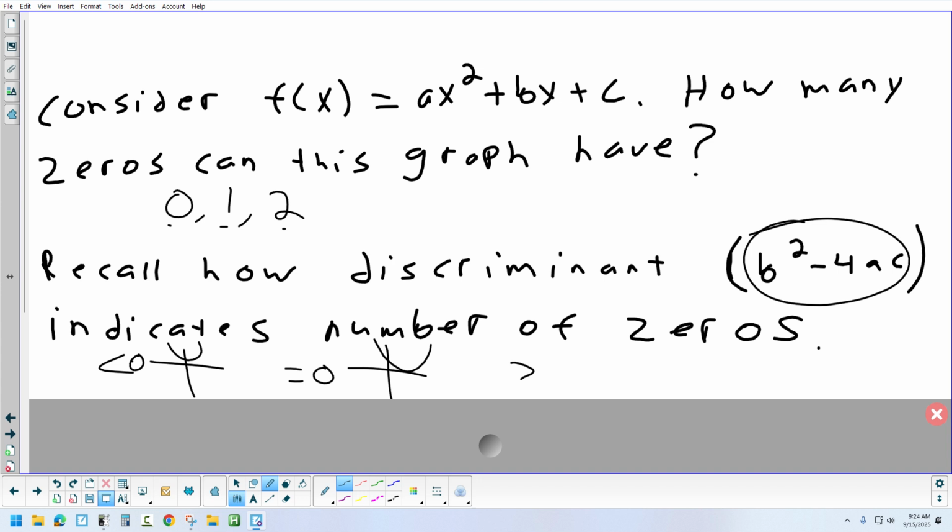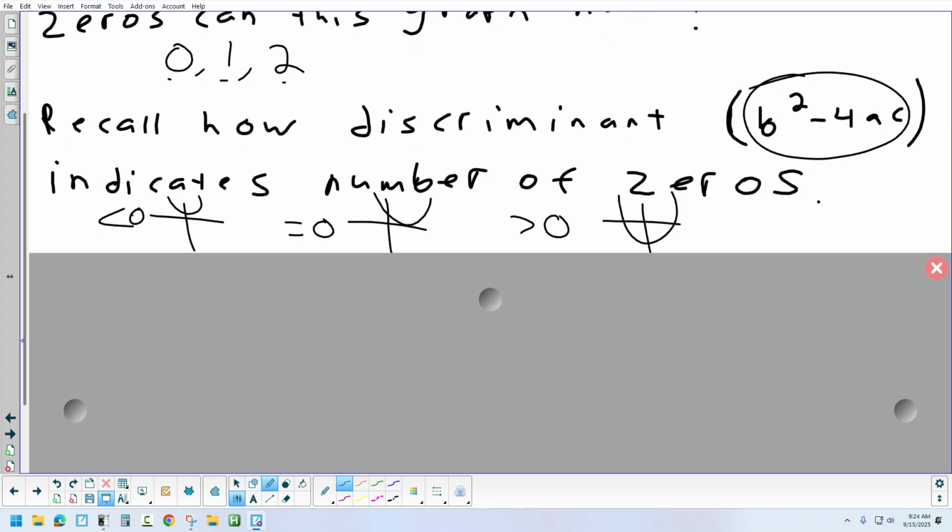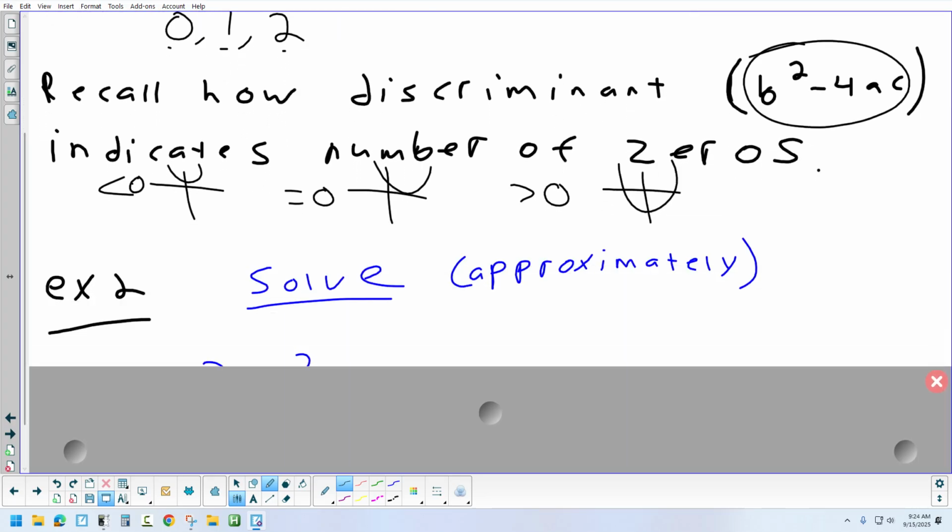If it's greater than what? Greater than 0. If the result comes out positive, then you've got 2 zeros. So those are the 3 cases: b squared minus 4ac comes out less than 0, equal to 0, or greater than 0. Right, so that's a quick way that we can tell how many roots our graph has.